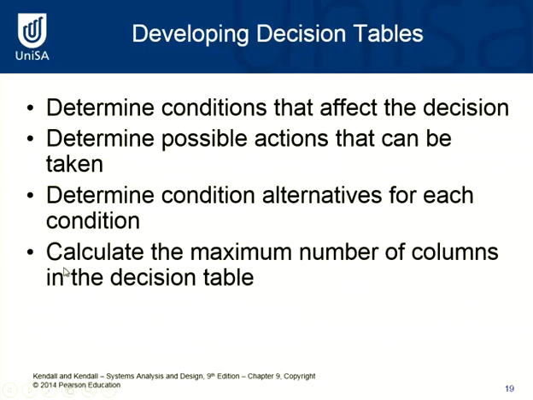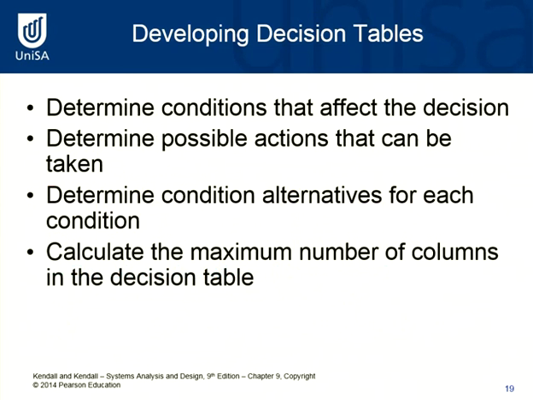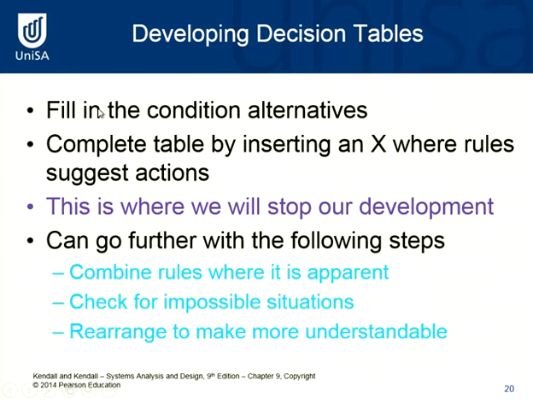Then you calculate the maximum number of columns in the decision table. So there is a formula that you can use to determine whether you have 8 columns of yeses and noes, or 16 columns, or 32 columns, or 4 columns. Those column amounts are dependent on the number of conditions that you have. Once you've got the maximum number of columns, then you need to fill in the condition alternatives. So fill in your yeses and your noes for each of those particular conditions.